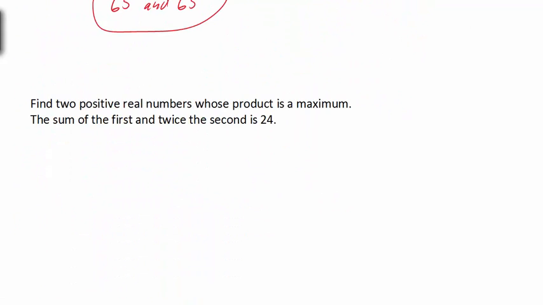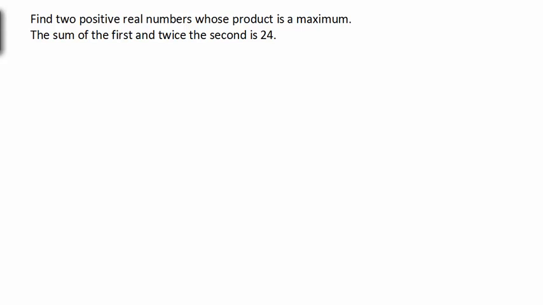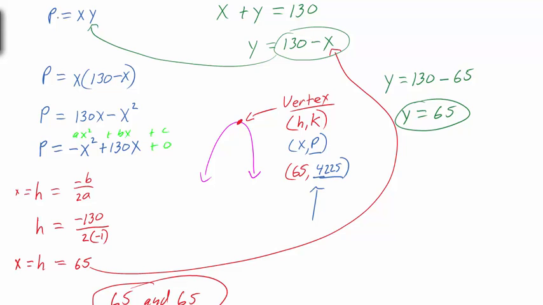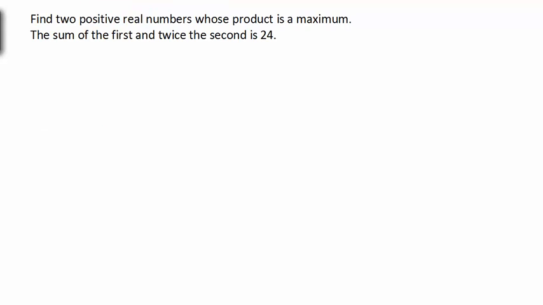All right, our next example says we want to find two positive real numbers whose product is maximum. So that's the same thing as we had before. But now they tell us the sum of the first and twice the second is 24. So we want to start off the same way. We're looking for the product to be maximum. So product of two numbers, we can still say product is equal to xy. So we can say the product is equal to x times y. And once again, we're looking at how we can maximize this.